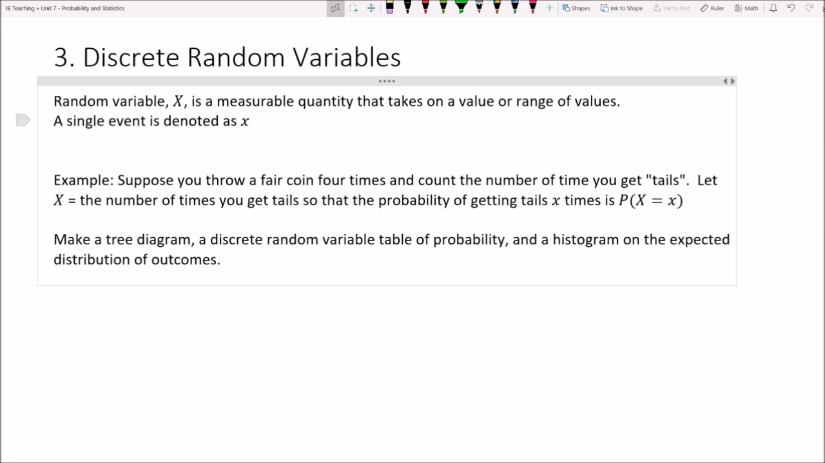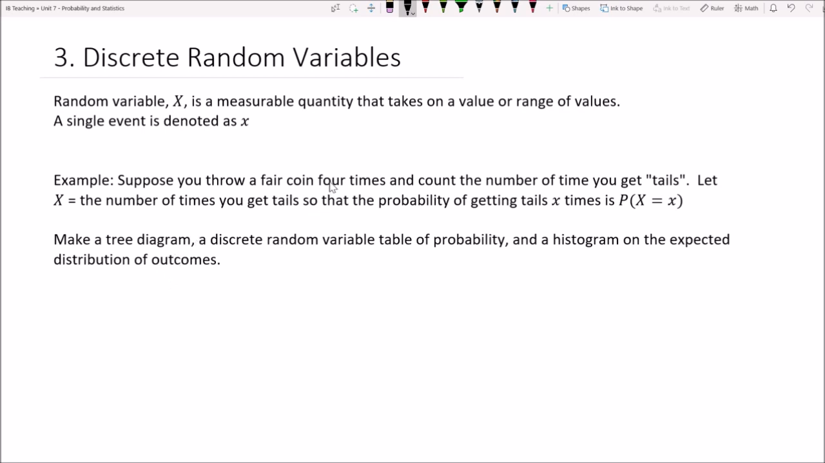Definition-wise, a random variable is just some measurable quantity that takes on a value or some range of values, and we denote a single event as x. Notice, the single event is lowercase, and then a capital letter is the entire thing, like the sample space. Okay, let's do an example so it makes sense, because there's no point getting bogged down in the language of it.